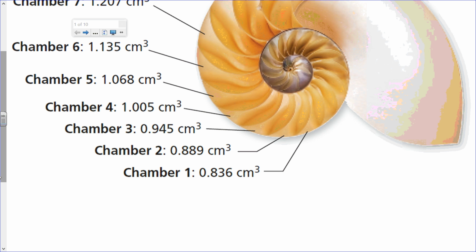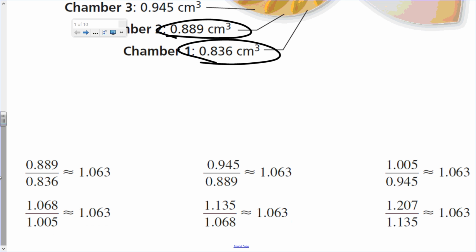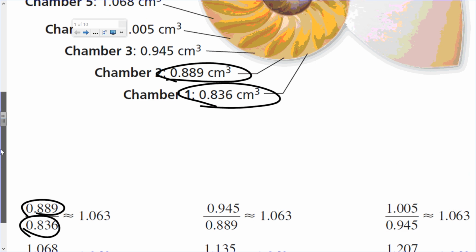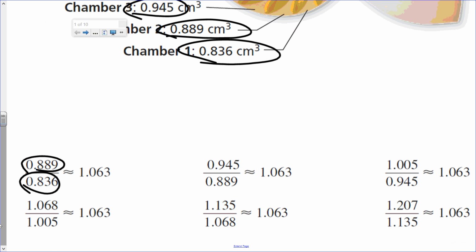Watch this, though. If you ever want to know if an equation or a relationship is exponential, all you have to do is take the ratios. Look at the first chamber and the second chamber. If you divided them, the second divided by the first, look at the ratio. It's 1.063. How about the third divided by the second? Same ratio, 1.063. The fourth divided by the third, 1.063. And this is in nature.